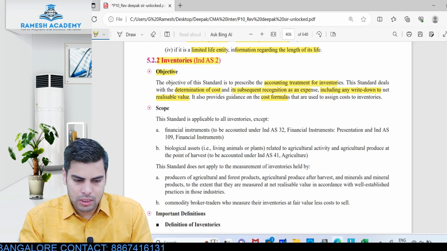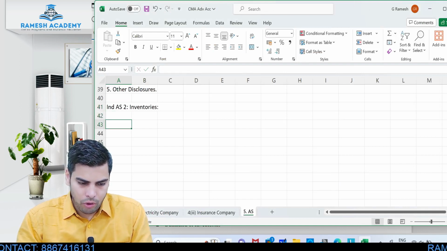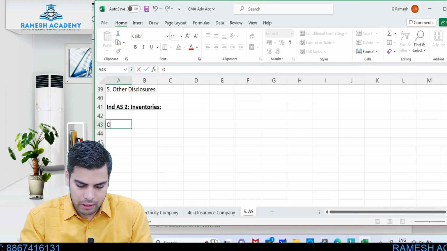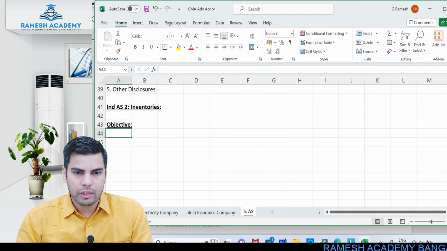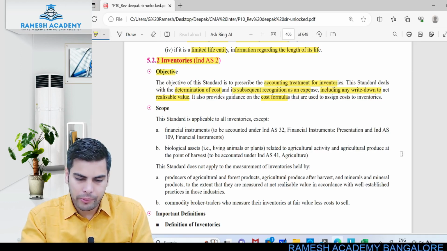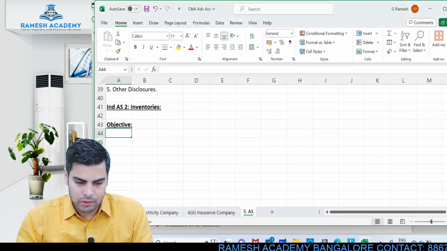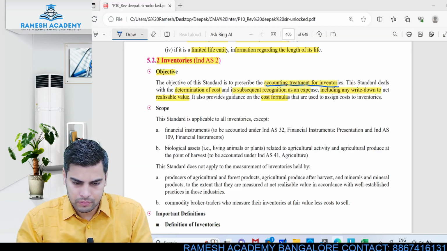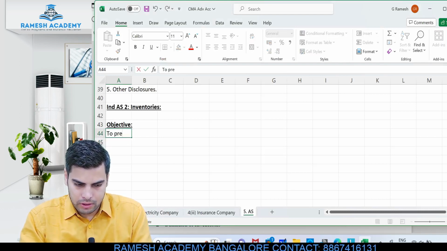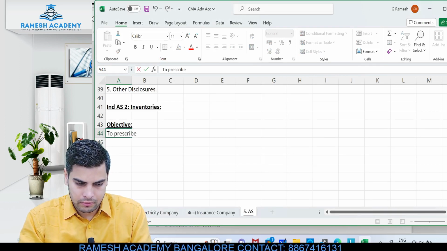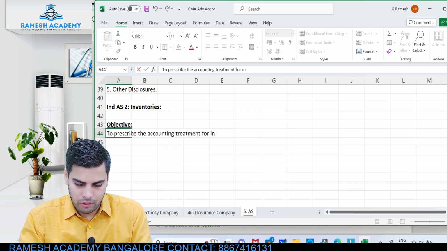So Ind AS 2, this is pertaining to inventories. When it comes to the objective of this Indian accounting standard, the objective is quite simple. We just need to understand what exactly is the treatment which we give for accounting of inventory. Look at this, accounting treatment for inventory. So it prescribes accounting treatment for inventory. This is the first objective: to prescribe the accounting treatment for inventory.